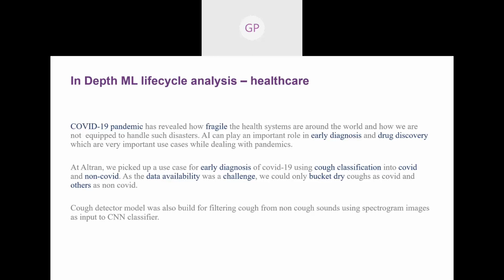So we did a domain study. We did some material reading and literature study on how dry coughs look, how the different sets of coughs look. And we tried to build an initial classification model based on that.